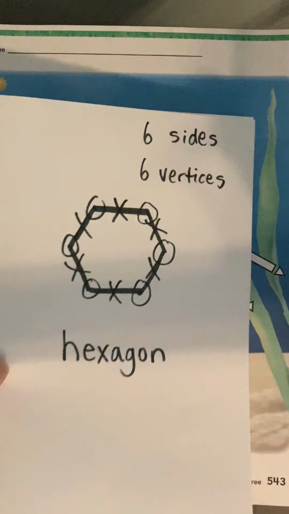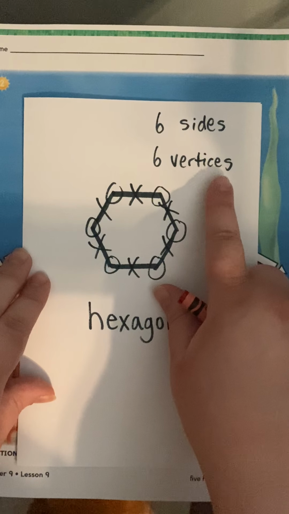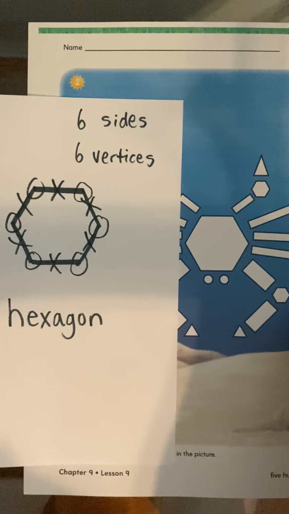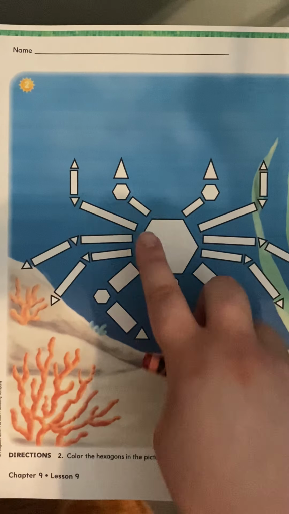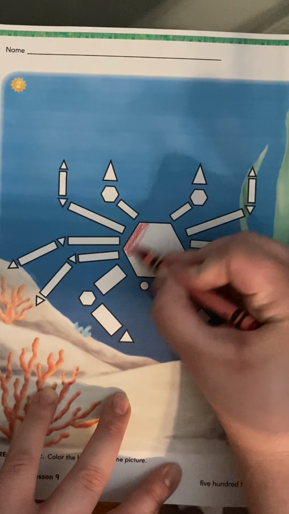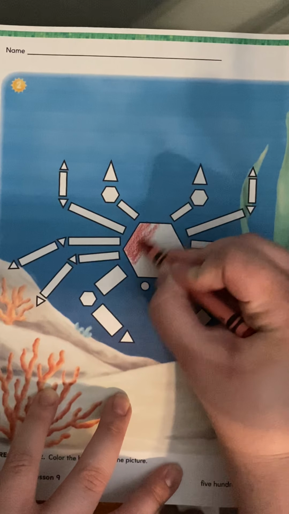Remember, our hexagon has 6 sides and 6 vertices too. So let's look at the pictures. Do they look the same? Yeah, they look alike. So this big one in the middle is a hexagon. So I'm going to color that one in. We found one, but I think there's 4 more that we have to find too.